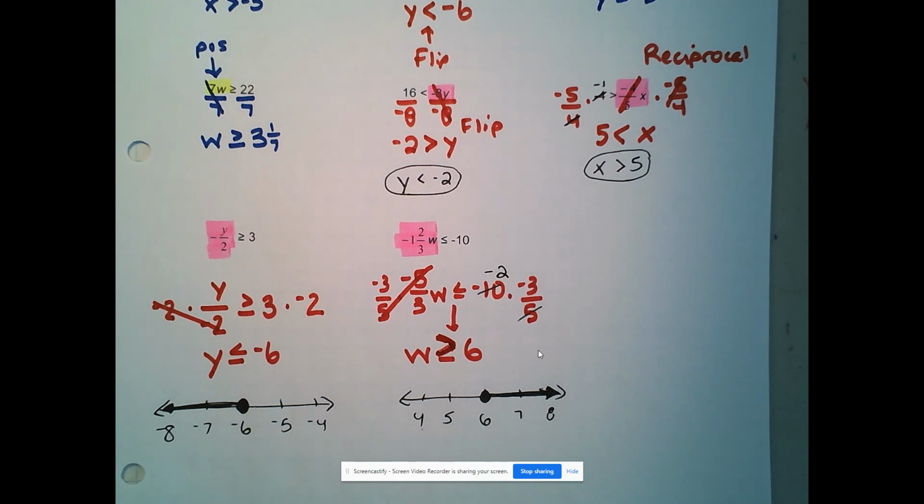Probably going to be lots of questions on this just because we're reviewing a lot of topics, reciprocal of fractions, multiplying and dividing with negatives. And don't forget to flip the inequality if you multiply or divide both sides by a negative.